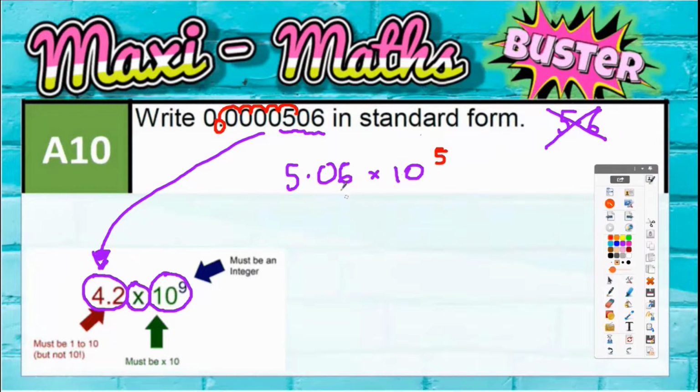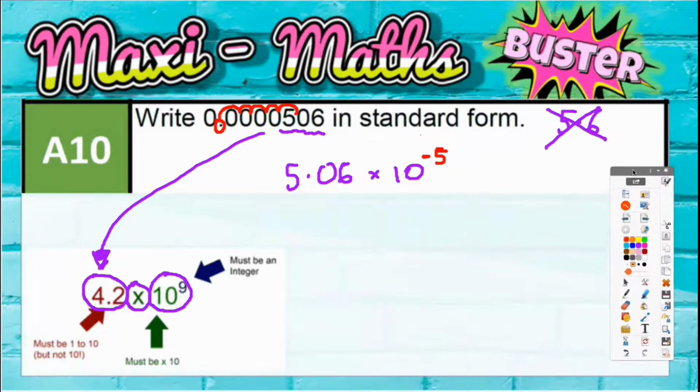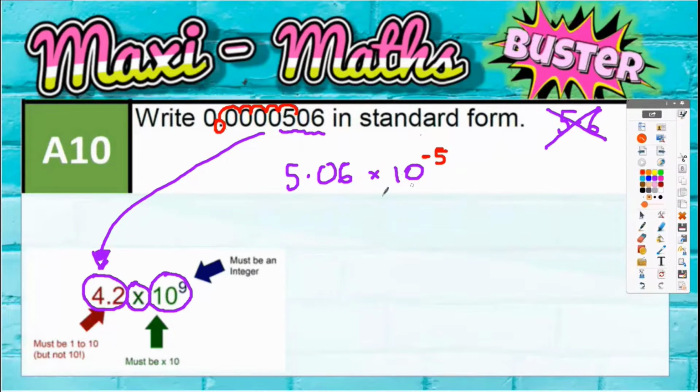However, because it's a really, really small number and we're moving the decimal point, you can either think of it as moving the decimal point to the right or the digits to the left. Because we're making a really, really small number, it's got to be a negative power of 10. So 5.06 times 10 to the power of negative 5 is 0.0000506. Let's just double check what that would be if we accidentally left it as a positive power of 10.